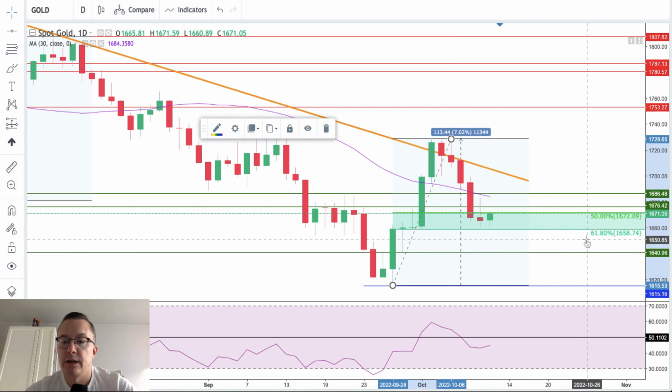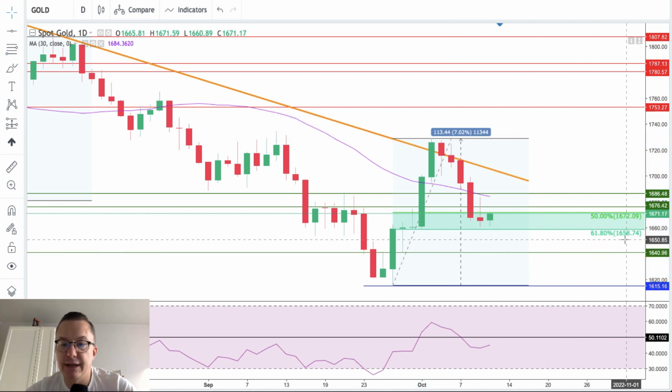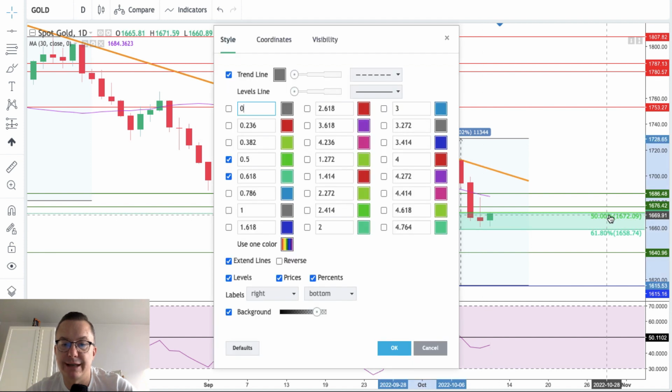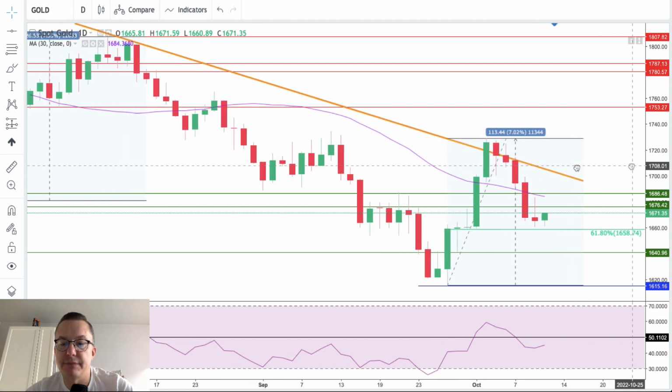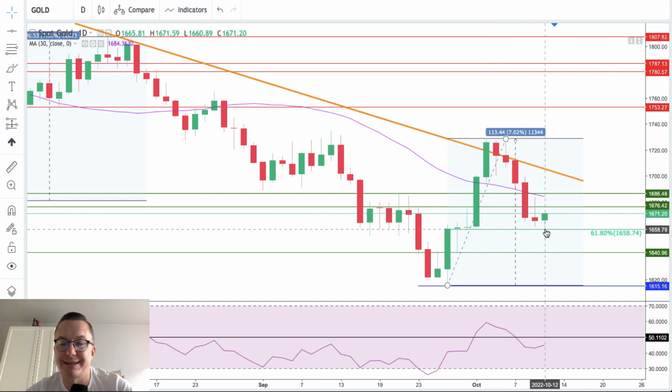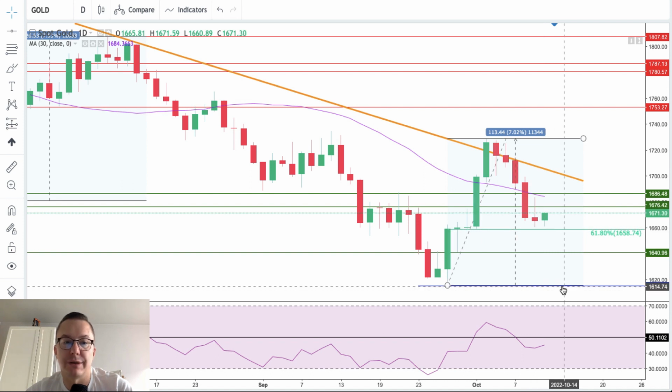So 1,658 is the 61% Fibonacci retracement. If we break below this level, then of course we should expect another down move towards technical support 1,640 and 1,615. So please pay attention to this market, because it looks like if we don't bounce from the 61%, and it's the last Fibonacci retracement, the road towards the swing low is open.